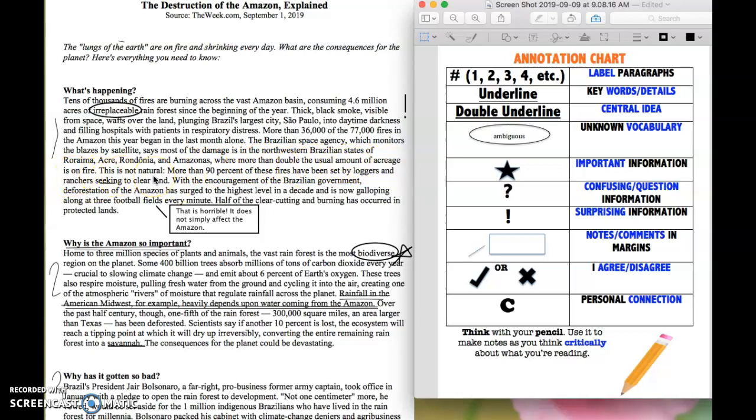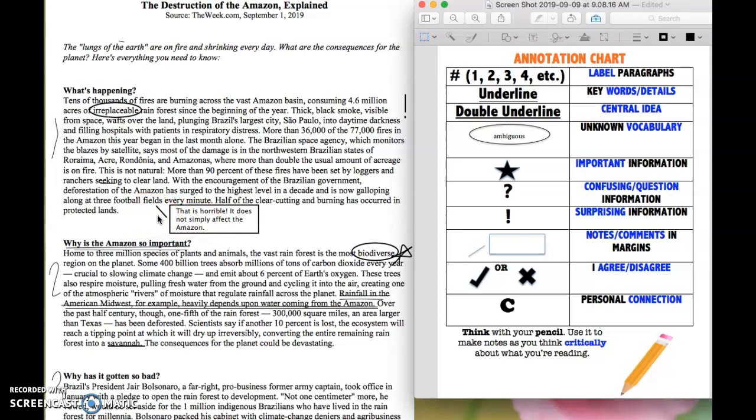This is not natural. More than 90% of these fires have been set by loggers and ranchers seeking to clear land. With the encouragement of the Brazilian government, deforestation of the Amazon has surged to the highest level in a decade and is now galloping along at 3 football fields every minute. I put a thought bubble here, just as far as a comment, my personal opinion, guys, or I could even put a C right here, because this is a personal connection, just making a statement about whether you agree or disagree. Okay, I would put an X here as well.